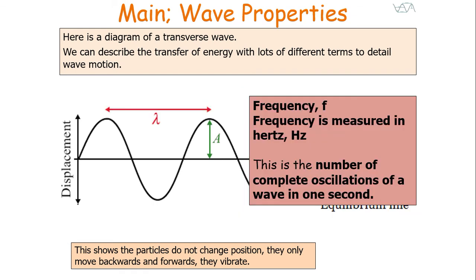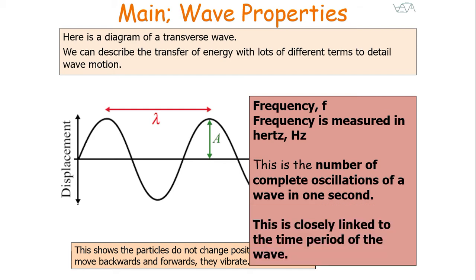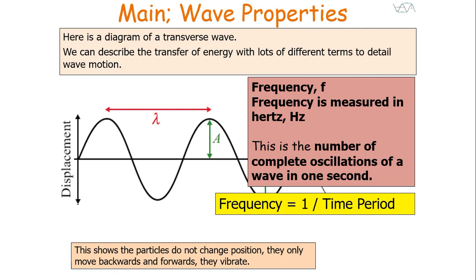Now, frequency is measured in hertz. It's the number of complete oscillations produced by a wave, or a number of complete waves passing a point every second. Now, it's closely linked to the time period of the wave, because frequency is equal to 1 over time period, and time period is equal to 1 over frequency.